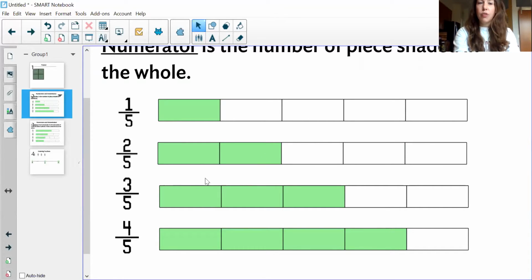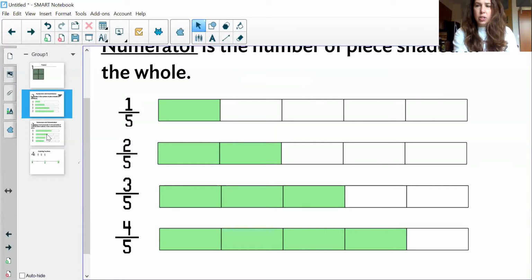Here, 2/5, 2 pieces are shaded because it's 2/5. And then here we have 3 pieces and 4 pieces shaded. The numerator tells us how many of the pieces are going to be shaded, but all the pieces are the same size because they're all fifths. Now, I want you to use this concept to help you with task A. The question in task A is a little bit different, but this information will help you.